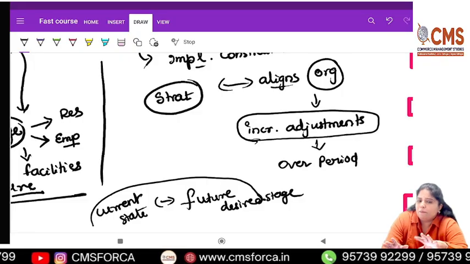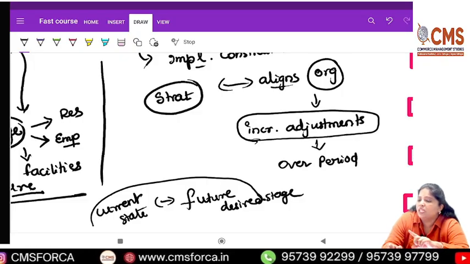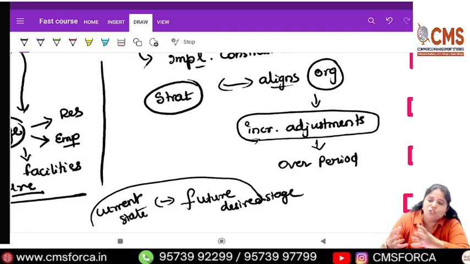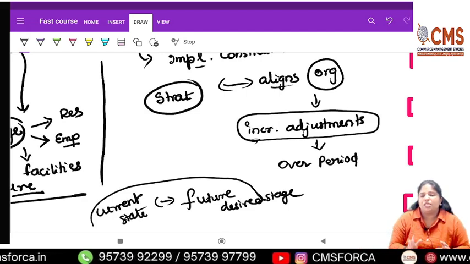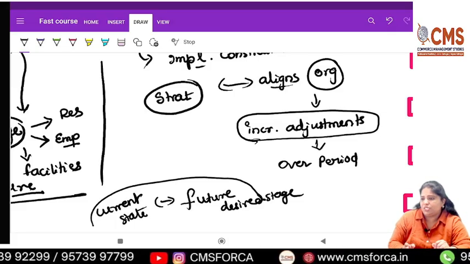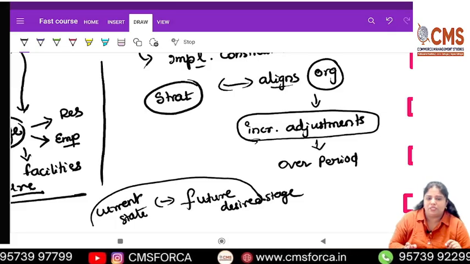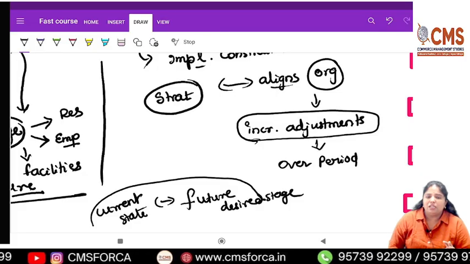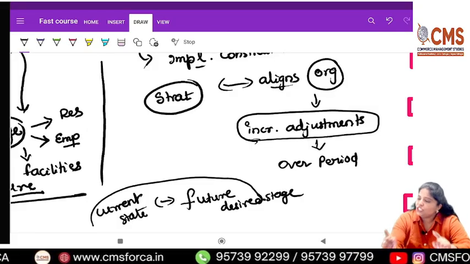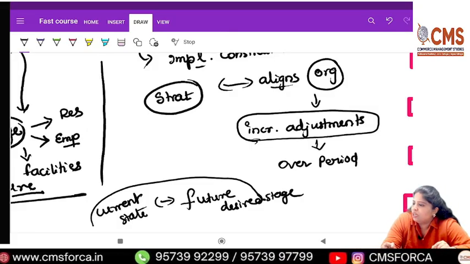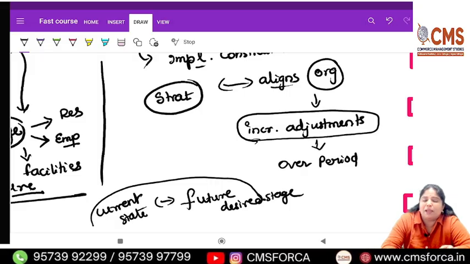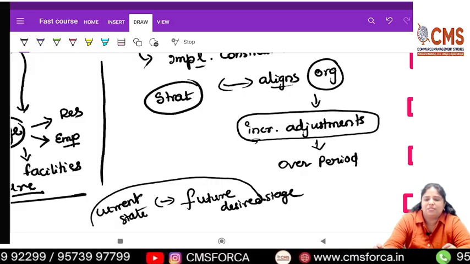When you are formulating a strategy, do not formulate one which doesn't align with your organization or which demands huge change in the organization. Changes are a must, but make those changes not at once, in an incremental manner, so that over a period, without you realizing, your organization has already moved from its current stage to its desired future stage. Slowly, the transition happens. Do not expect transition at once. Hope you understood. Transition must happen through implementation, but that transition should happen gradually over a period by making incremental adjustments.